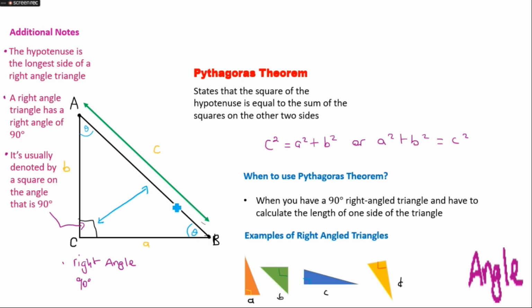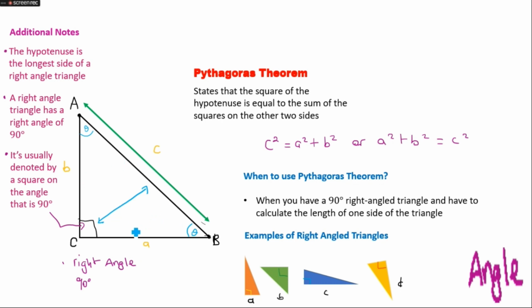Alright? Now another thing you need to know, Pythagoras theorem can only be used to calculate the missing side or the unknown side of a right angle triangle. It cannot be used to calculate angles. It can only be used to calculate the length of one side of a triangle once you are given the other two sides. And it only works with right angle triangles. So it's a very specific use case.